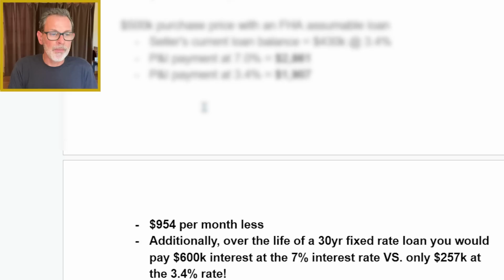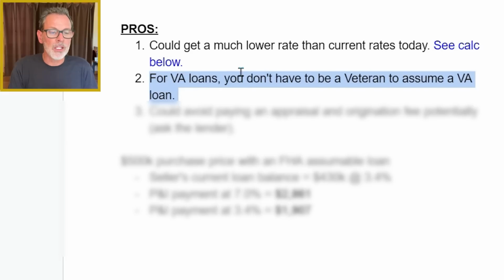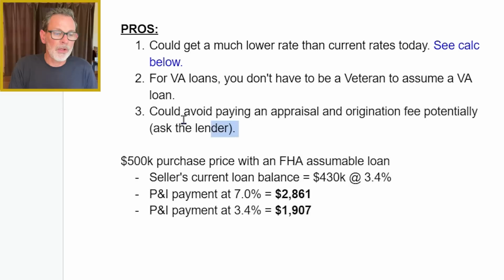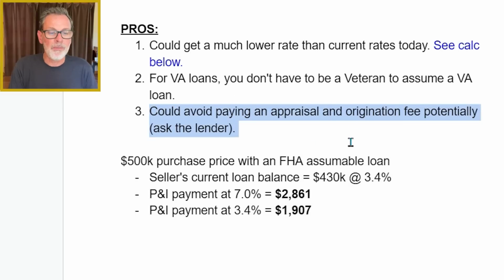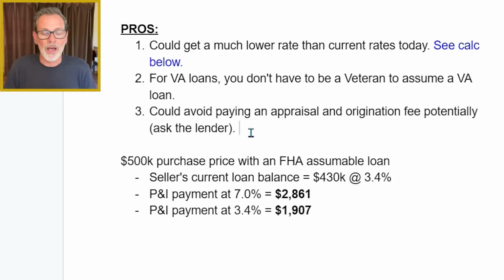All right, that's number 1. Let's take a look at pro number 2. So for VA loans, you do not have to be a veteran in order to assume a VA loan. This is much different compared to buying a regular house. You have to be a veteran or an active member of our military in order to purchase a house using a VA loan. In contrast, if you want to assume a VA loan, you do not have to be a veteran. Number 3, you could avoid paying an appraisal fee and potentially an origination fee as well. That could save you over $1,000 as well.